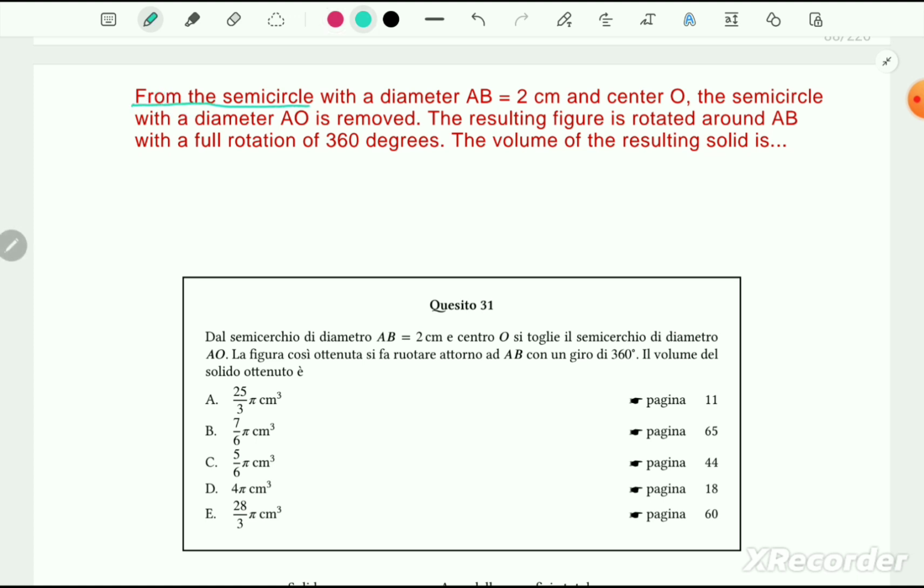From the semicircle with a diameter AB equal to 2 cm and center O, the semicircle with a diameter AO is removed. The resulting figure is rotated around AB with a full rotation of 360 degrees. The volume of the resulting solid is... Okay, let's try to understand with the figures so that you can understand well.